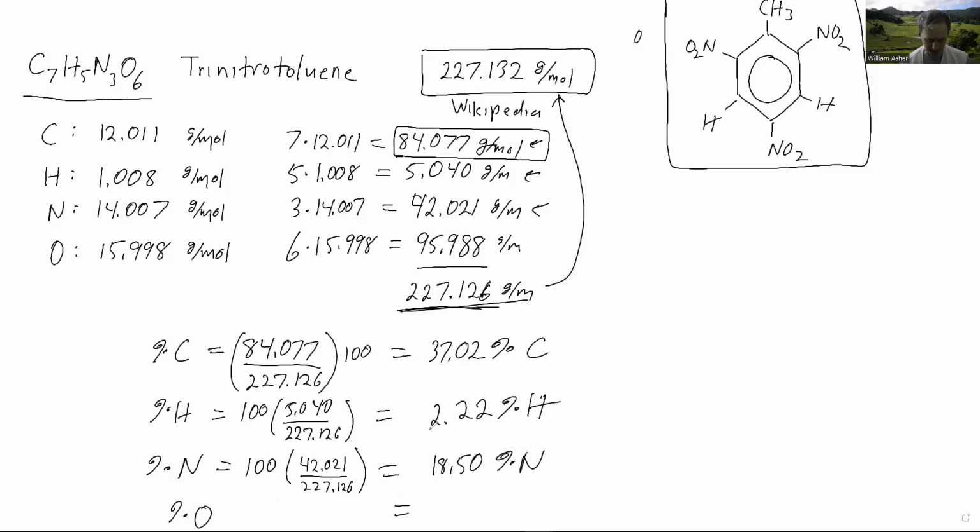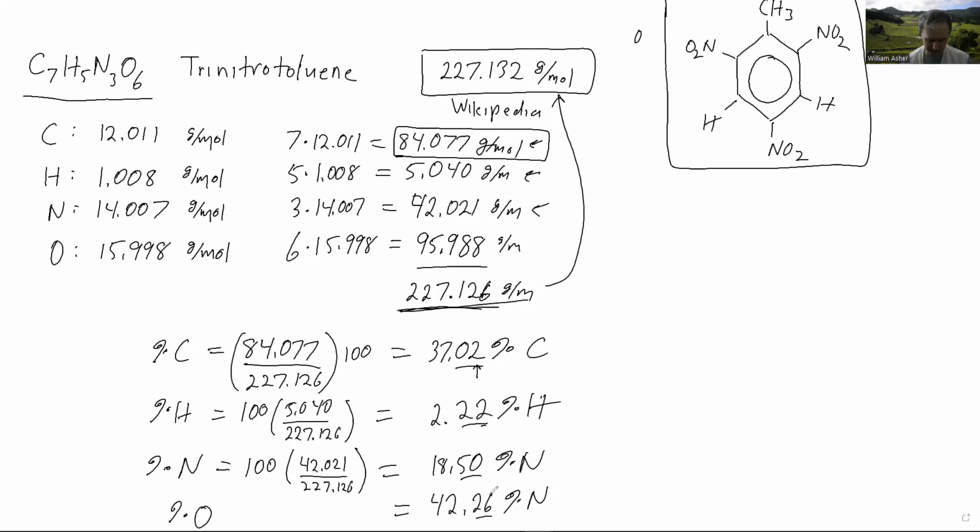And percent oxygen is calculated the same way. So it's 95.988 over 227.126 times 100, which is 42.26% oxygen. See what I've done here is I've carried each of them out to 2 decimal places because I'm going to be adding them up. The significant digits fix the overall precision, which is why I don't extend this out one more.